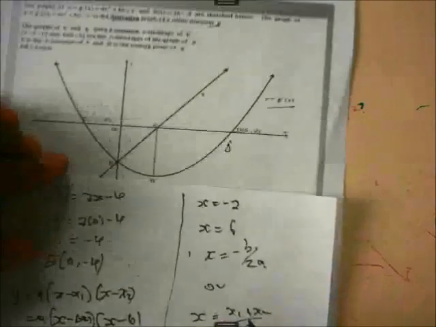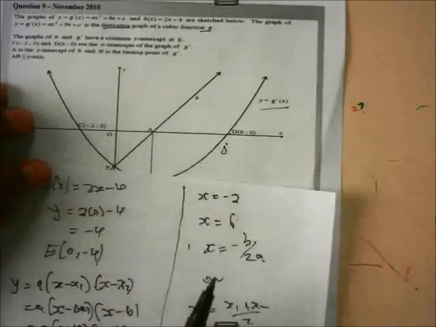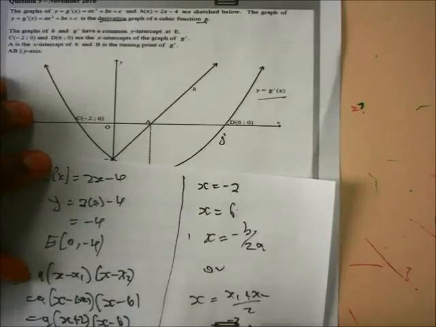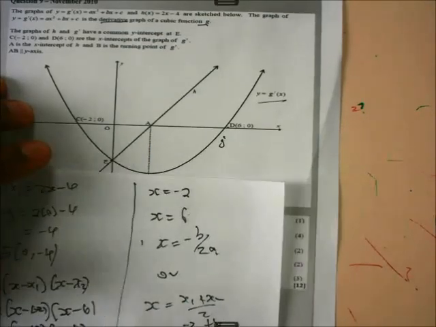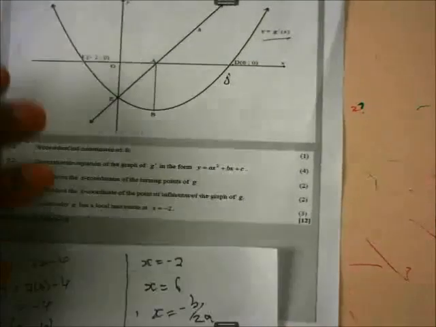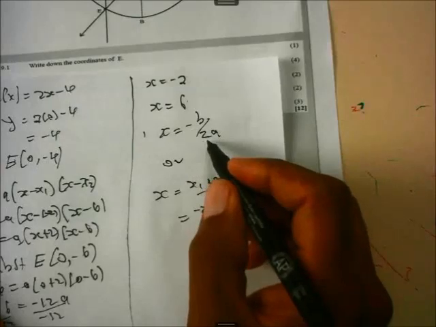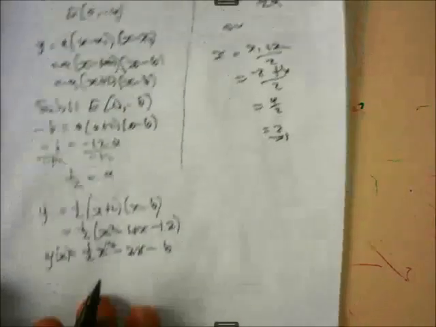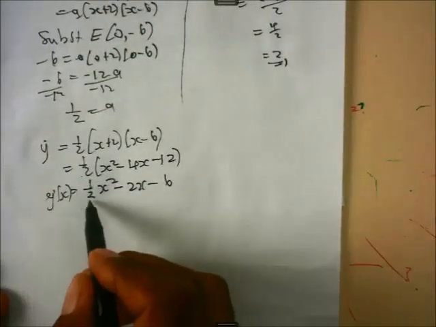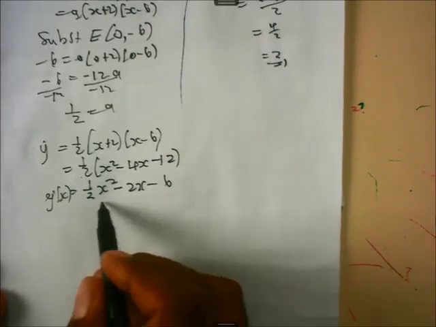This one, you just take the x-intercepts of the graph. You say this is minus 2 plus 6 divided by 2. The answer there is 4 over 2, which is equal to 2. Exactly the same as when you take x is equal to minus b over 2a, or finding the derivative, because now you have half x squared minus 2x minus 6.